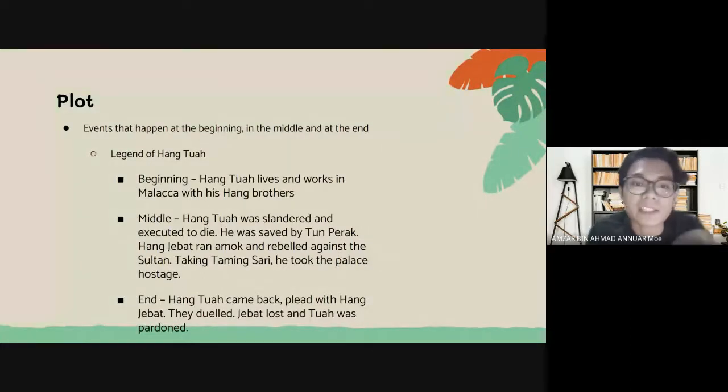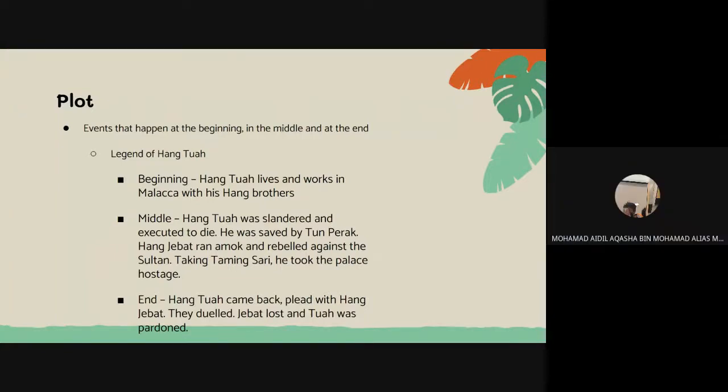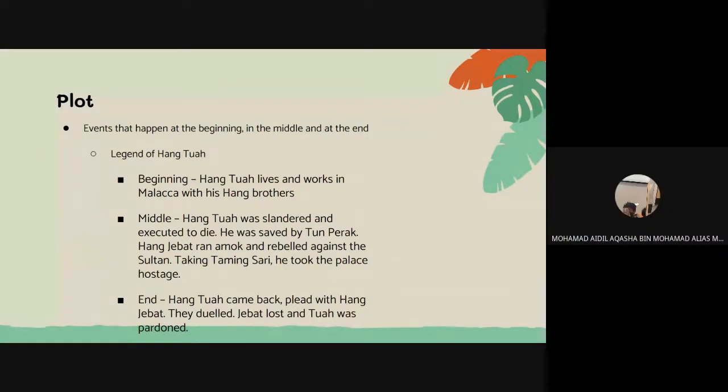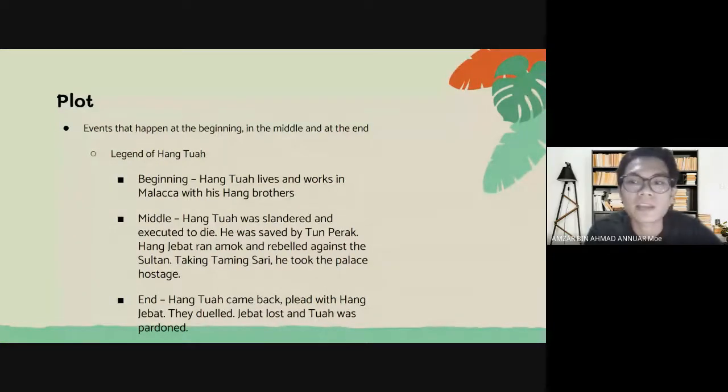Now, what happens in The Legend of Hang Tuah? The beginning. In the beginning, Hang Tuah lives and works in Malacca with his Hang brothers. Okay. In the middle, Hang Tuah was slandered and executed to die by the Sultan. Apa maksud slandered ni? Tahu tak apa maksud slandered?